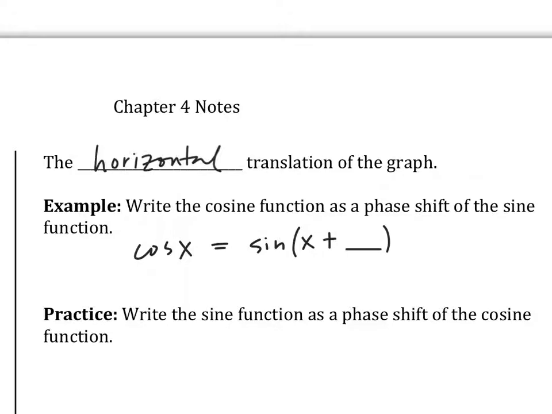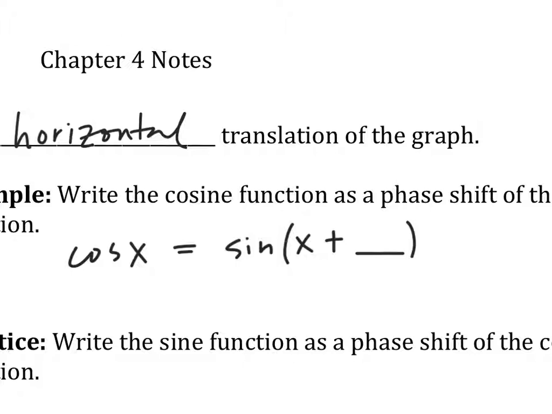Okay, well, let's look at the graph. Okay, let's not guess and let's look at the graph. Okay, so this is sine graph plus pi over 2. If you take the sine graph, move it to the left pi over 2, it looks exactly like cosine.